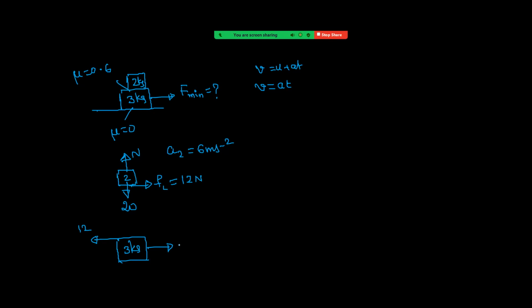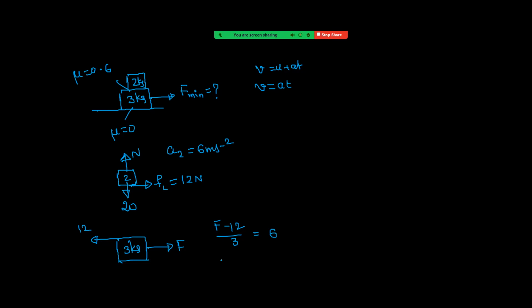So acceleration of the 3 kg block: applying force F to the right side, this is 12. So net force is F minus 12. Net force by mass is acceleration. This acceleration is equal to 6. Why equating? Because they have the same velocities, and same velocities means same acceleration. That's why I am equating accelerations.